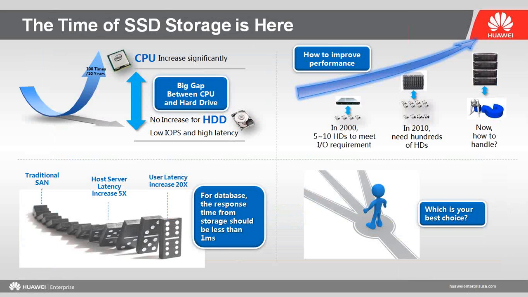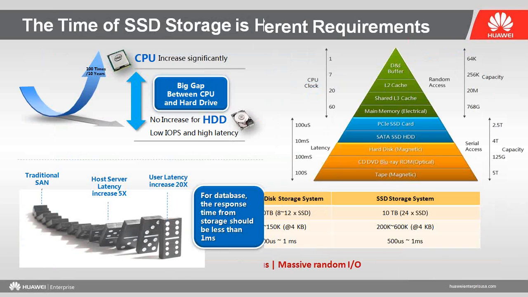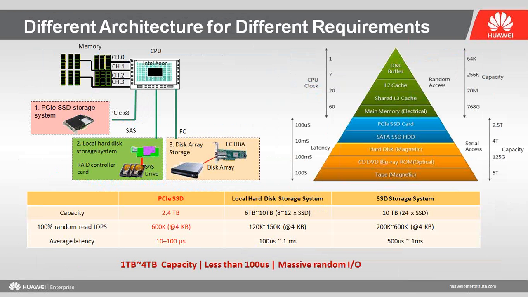Comparatively, you could have hundreds of spinning disks to improve performance, but with SSD, you really can cut out hundreds of disks if capacity is what you need, achieve less than 1 millisecond time frames and decrease the user latency. So again, it's all about different architecture for different requirements of applications in certain environments.